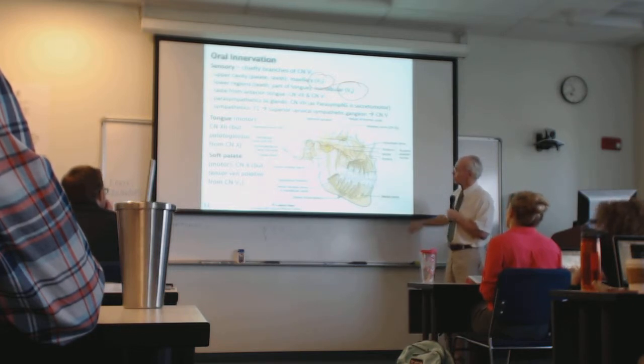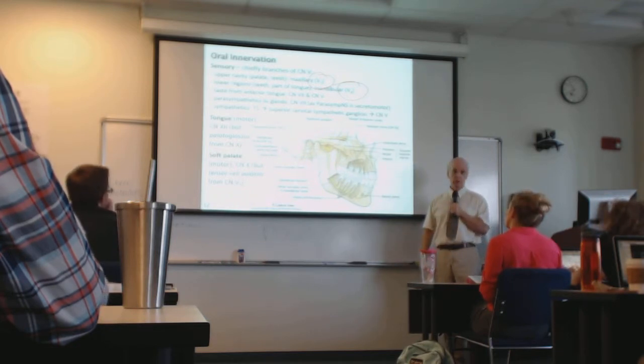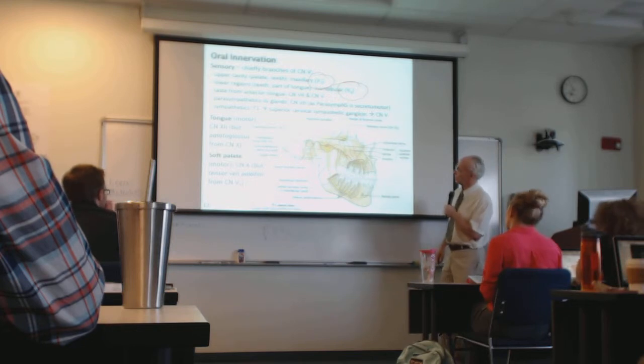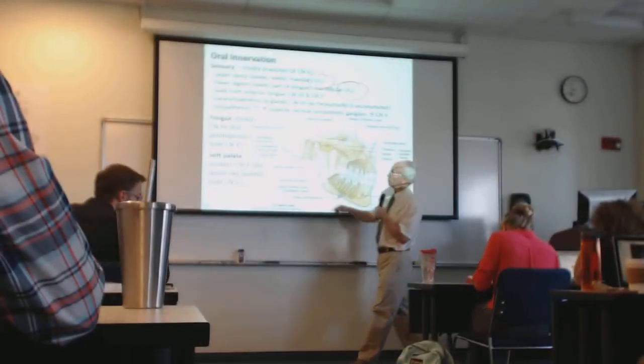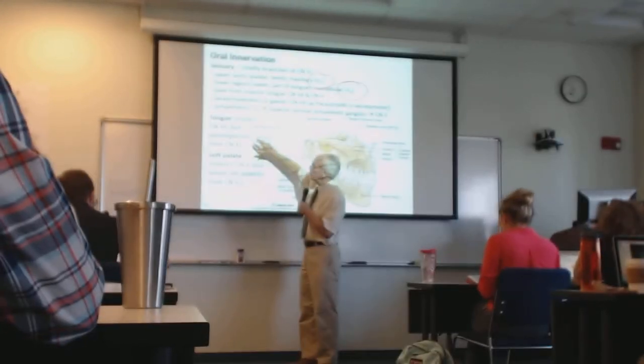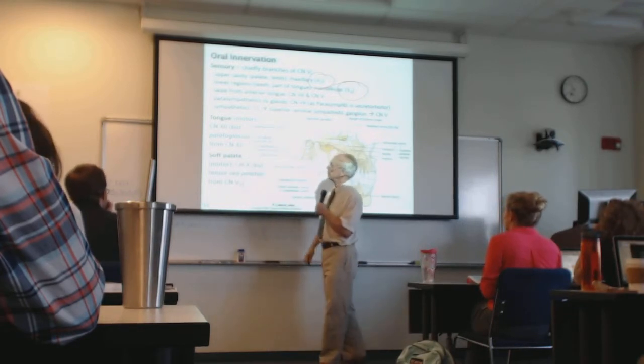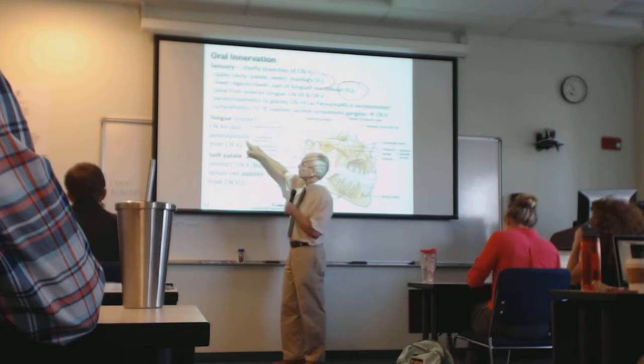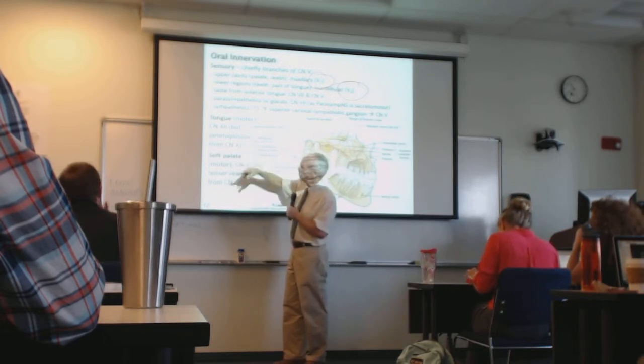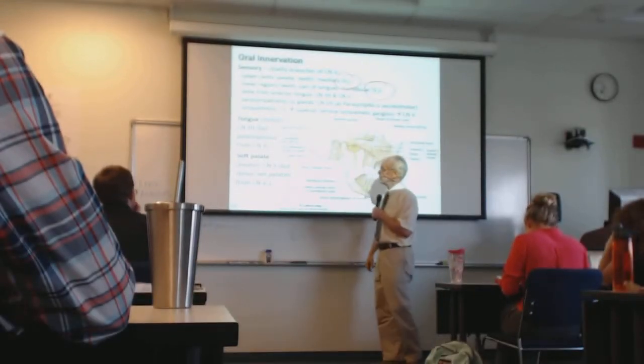And then, of course, there's also parasympathetic innervation in this region to the salivary glands that we need to remind ourselves of. We'll do that in a moment. With respect to the motor function of the tongue, remember that's almost all hypoglossal, except for one of the inferior tongue muscles, the palatoglossus, which is innervated by the vagus.